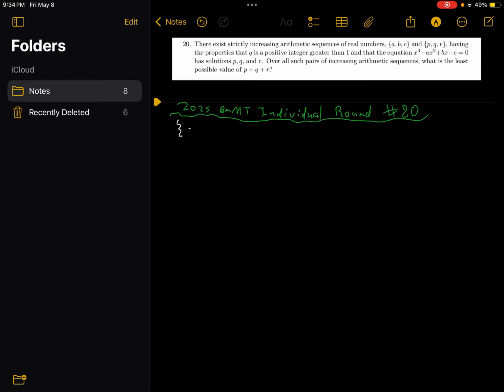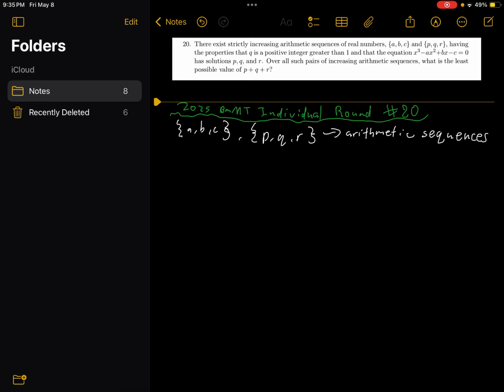So we have a, b, c and p, q, r, and these are both arithmetic sequences. You've probably seen many problems where they say that certain numbers form an arithmetic sequence, but instead of moving on, you should actually think about it, because in this problem, the fact that they're arithmetic sequences is very important. Through the properties they have, it's part of the reason we can solve it. So let's explore the arithmetic sequence properties.